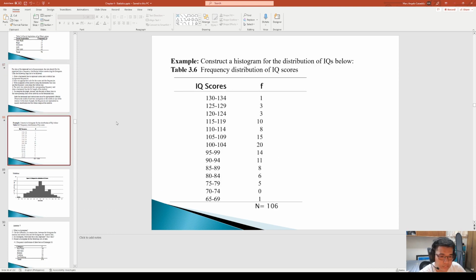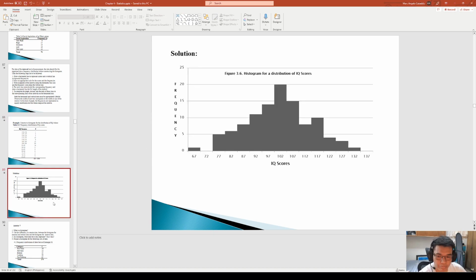Okay, let's proceed sa example para mas clear. So this time we are to construct a histogram for this interval data, yung IQ scores. So we have this frequency distribution. We have discussed how we will create these intervals, and then how to construct these frequencies. So this is just a frequency. Dito yung cumulative frequency. So how do we create this histogram for this IQ scores? How do you present this one? Okay? So you can present it like this.